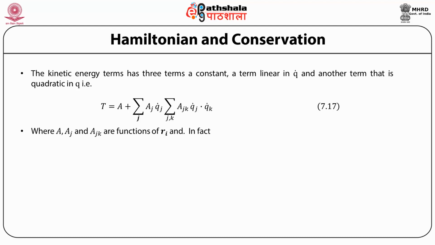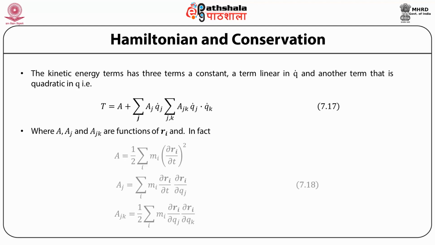And in fact, it's easy to see that a is nothing but half, sum over all i's, m_i times the partial derivative of the ith coordinate with respect to t, multiplied by the partial derivative of the ith Cartesian coordinate with respect to the jth generalized coordinate, and a_jk is equal to half sum over i m_i, dr_i by dq_j into dr_i by dq_k.